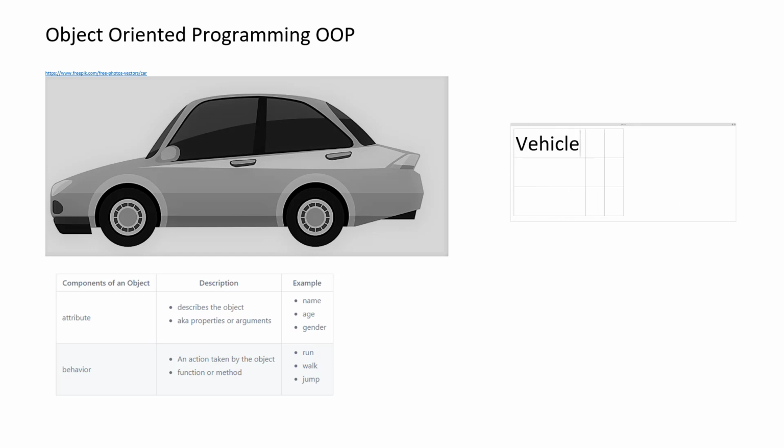All right, so we have our vehicle. This is the actual object, and our vehicle has two things about it. It has attributes, and it also has a behavior. Got it. So let's list some of the attributes of the vehicle.